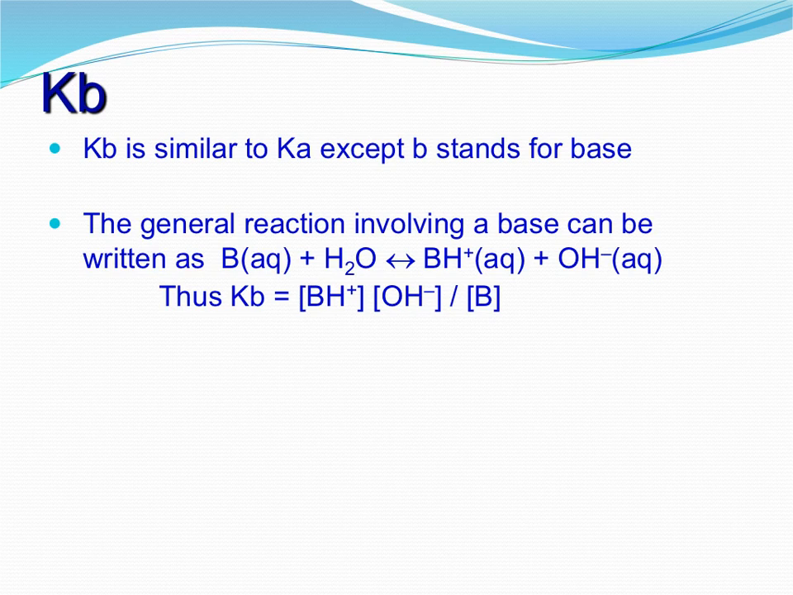Now, Kb is similar to Ka, except B stands for base, whereas A, of course, stands for acid. The general reaction involving a base can be written as the base plus water gives you BH plus plus OH minus. So Kb is found by taking the concentration of BH plus times the concentration of the hydroxide ion, all divided by the concentration of the base.